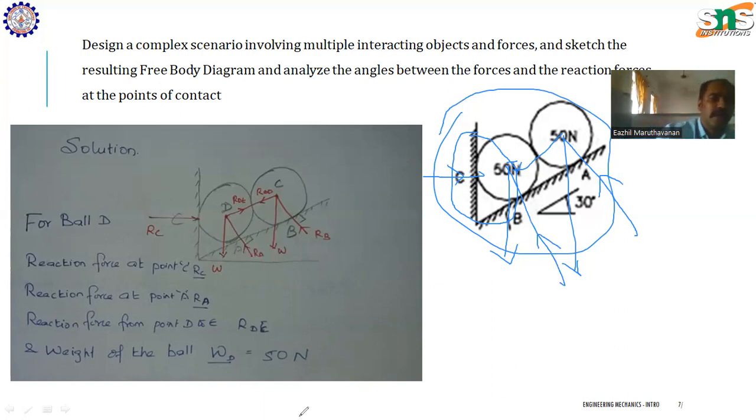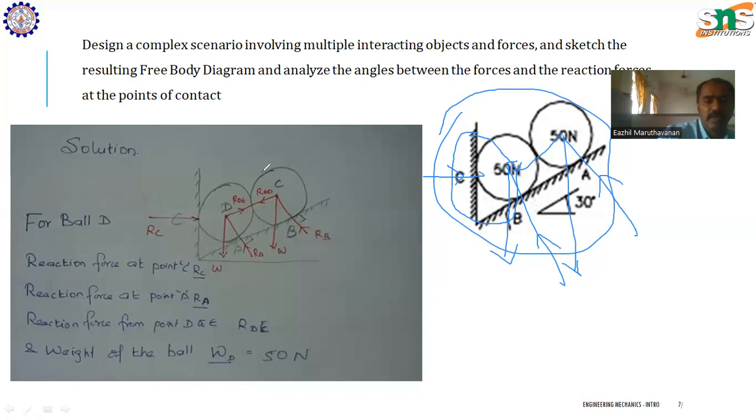So we are writing down our assumptions. The reaction force at point C is RC, the reaction force at point A is RA, and the reaction forces between D and E are RED and RDE. The weight of each ball is 50 Newton, so the W value will be 50 Newton. By considering all this, we have to draw the free body diagram, identify the angles, and then solve the problem.